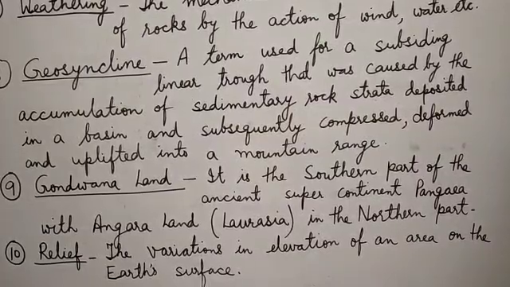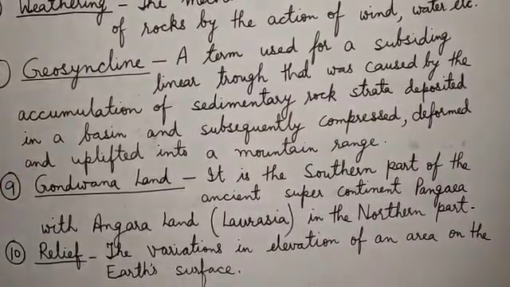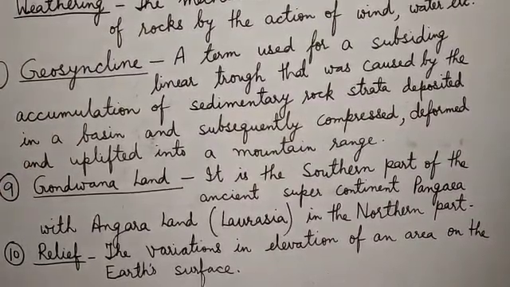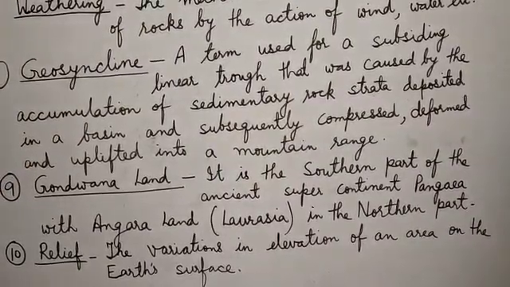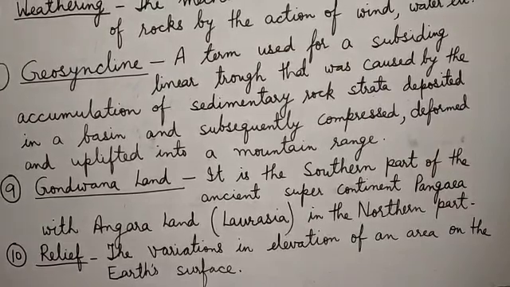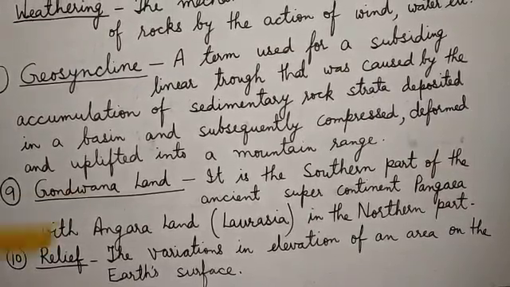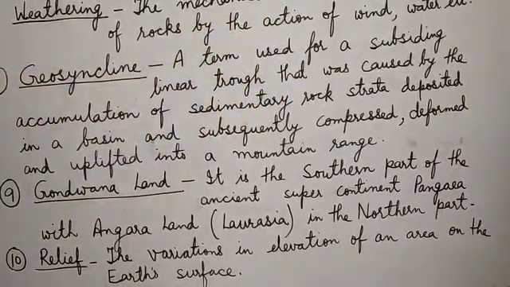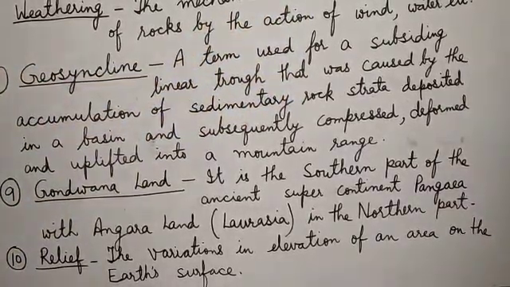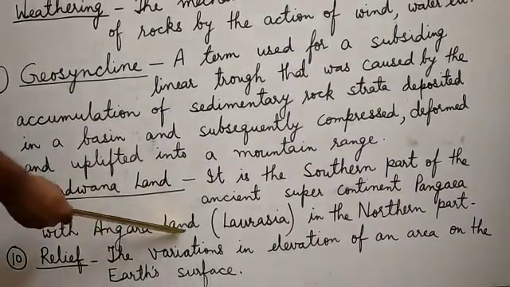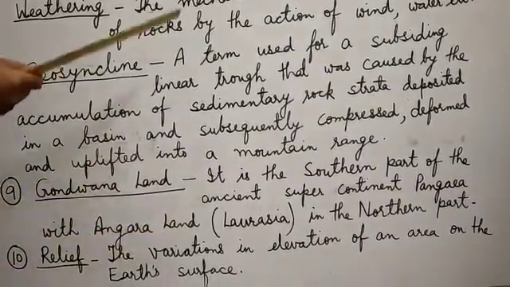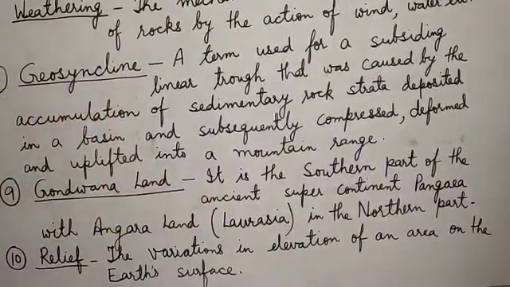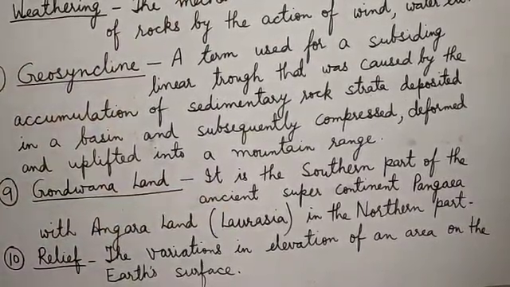Next is Gondwana land. So there was only one supercontinent in the world. Now we can see today there are 7 continents. So there was only one supercontinent, Pangaea, and the southern part of this supercontinent Pangaea was the Gondwana land, and the northern part of this was known as the Angara land. Gondwana land, the southern part, and the Angara land is also called Laurasia. That was the northern part of this supercontinent.